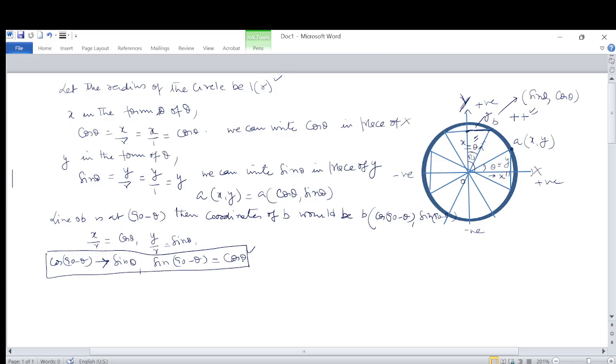Now coming to this point C, the coordinates of point C, by analogy, are cos 90 plus theta, because as we know the horizontal value was x, and sine 90 plus theta. By analogy the point can be written in the form of cos 90 plus theta, sine 90 plus theta, because this is 90 and this is theta.